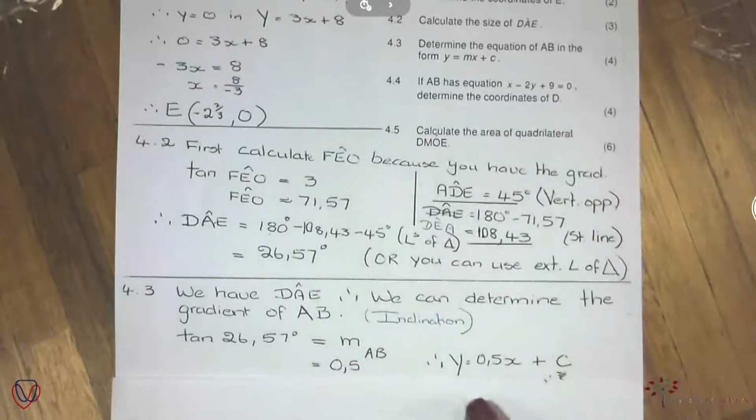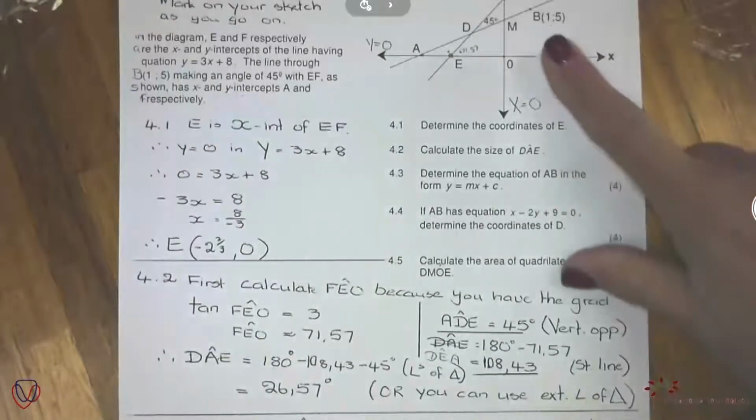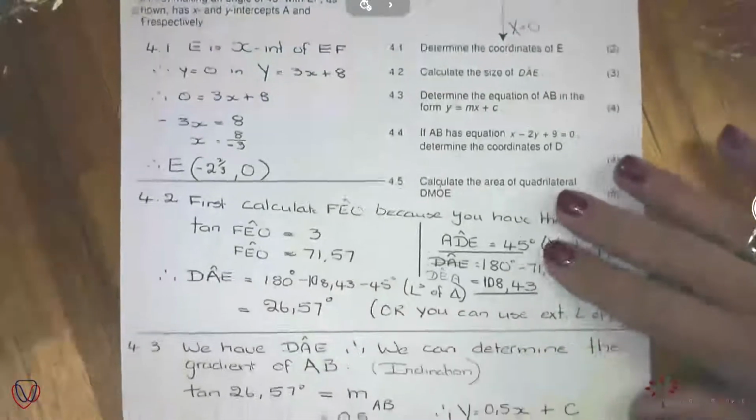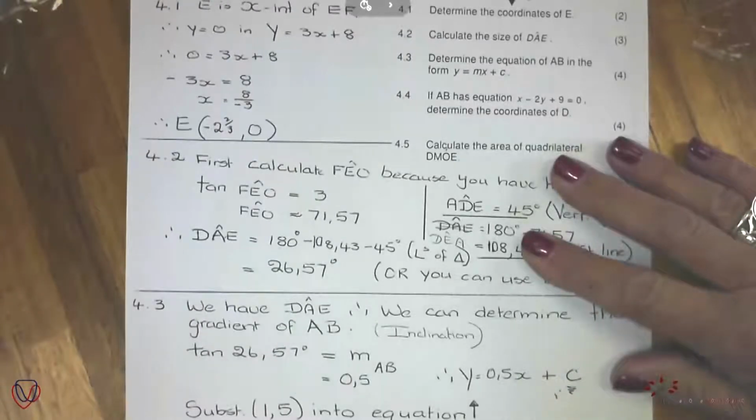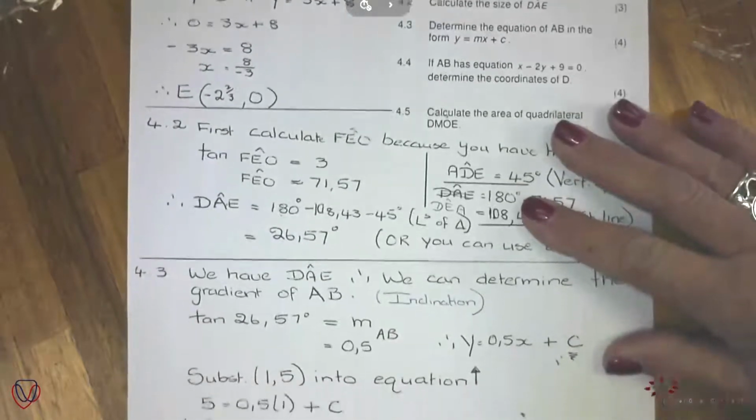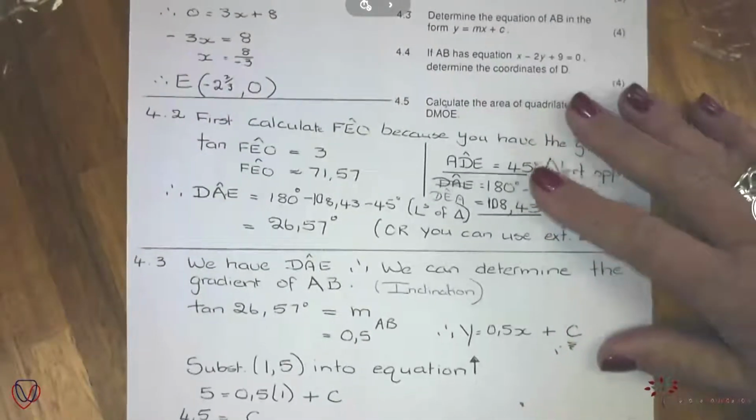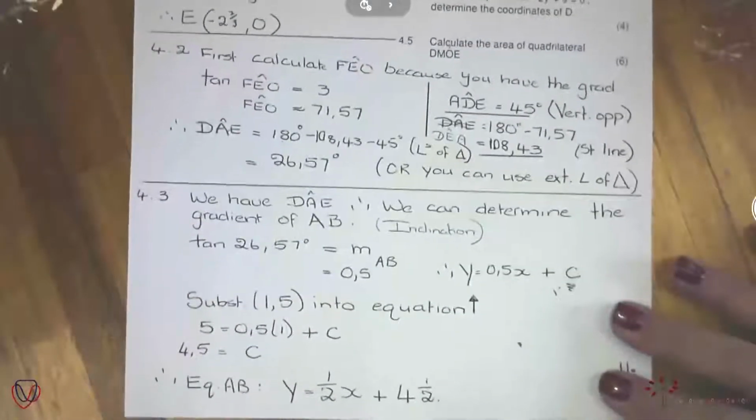And now we've got an equation thus far. We don't have C. But luckily, let's go to the sketch again. We have a point on that line, 1 and 5. So we can substitute the point into this equation. 1 is x and 5 is y. And in the end we get 4,5 is equal to C. So the equation will be y is a half x plus 4 and a half. There it is. That's the equation of AB.